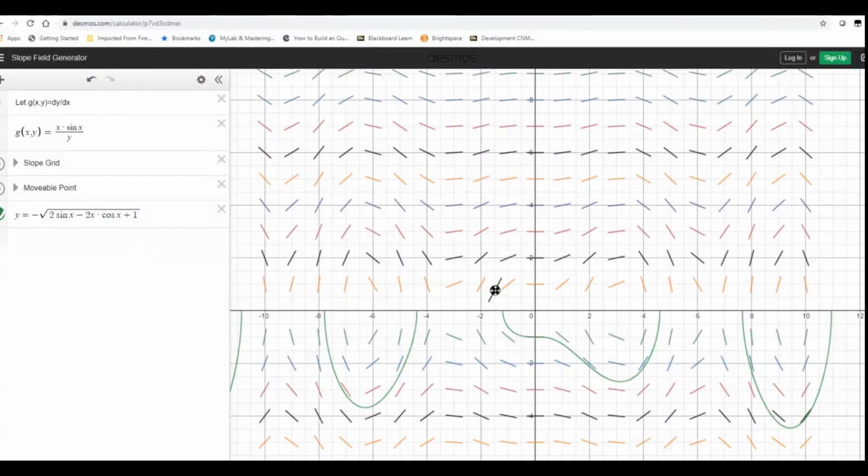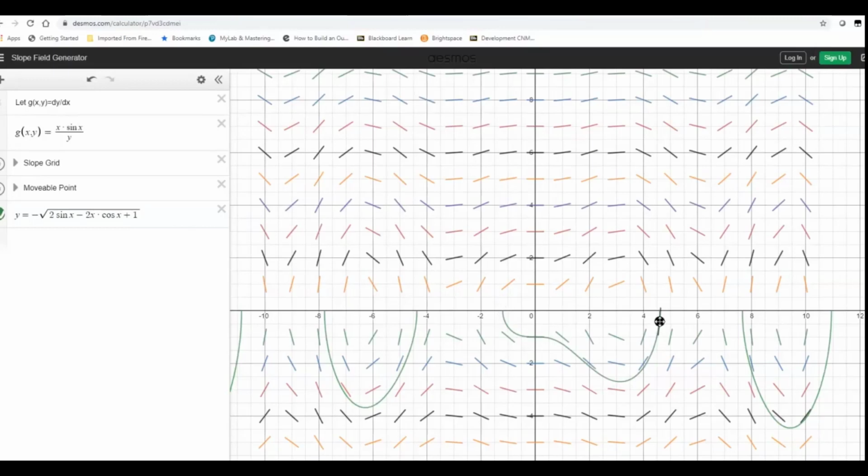In other words, is y of 0 equal to -1? It seems to be, right? Because look, it crosses right through (0, -1). And now look, if I move this little dot that follows the slope field, look what it's doing, right? It's following the lines of slope, isn't it? The solution curve follows the slope field line.